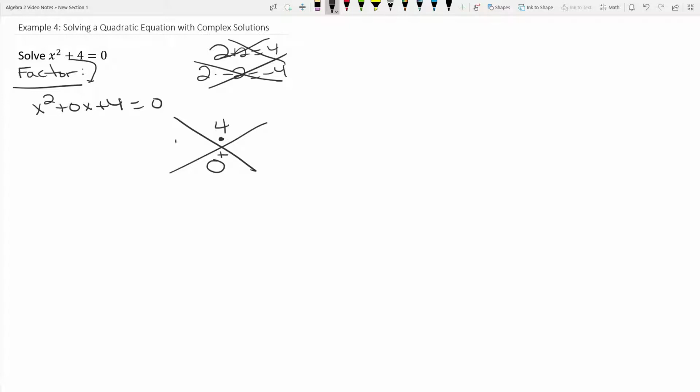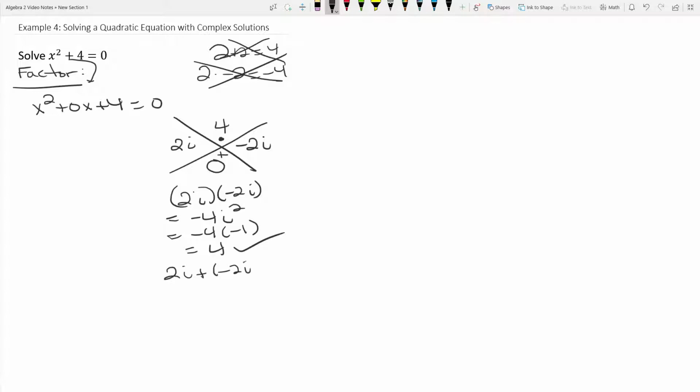If we were to do 2i and -2i, then this would work, because 2i times -2i gives us -4i squared. And remember that i squared is -1, so this becomes 4. So this checks out, it multiplies to 4. But also, 2i plus -2i is just going to be 0, so that checks out as well. So if you wanted to set up the x table here, the only way you could do it is with this imaginary number i.